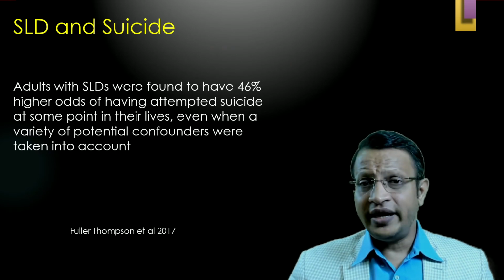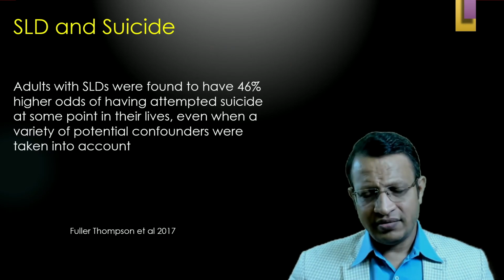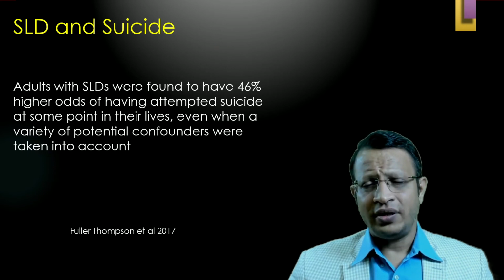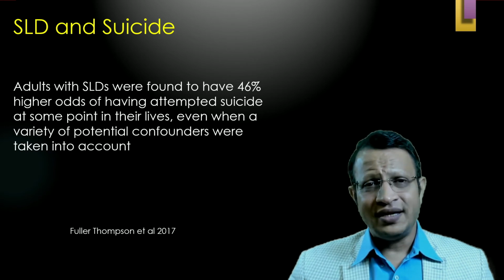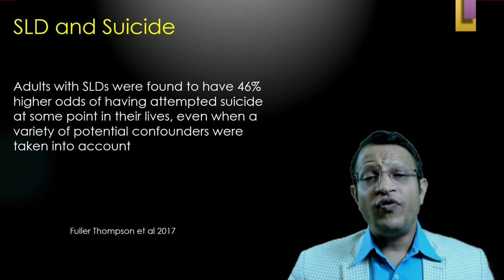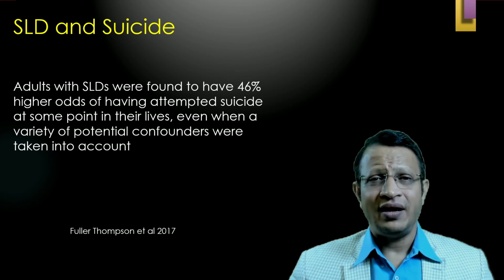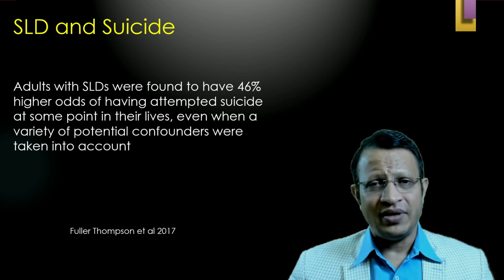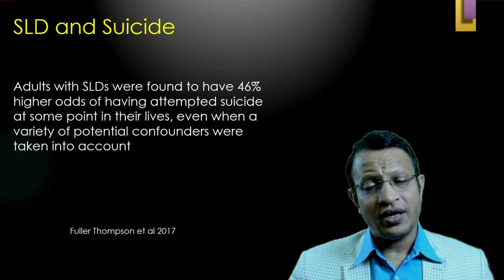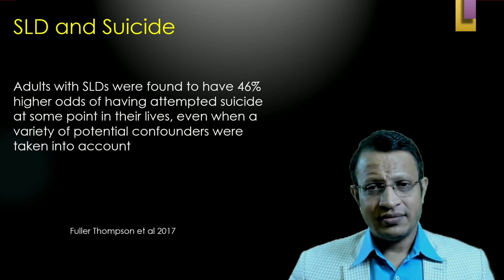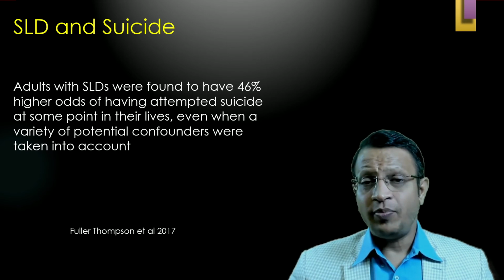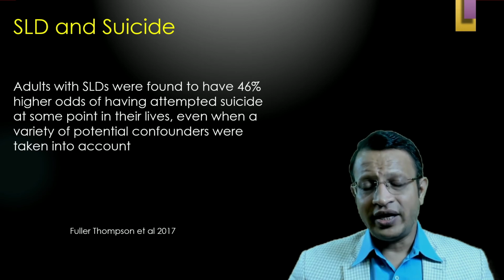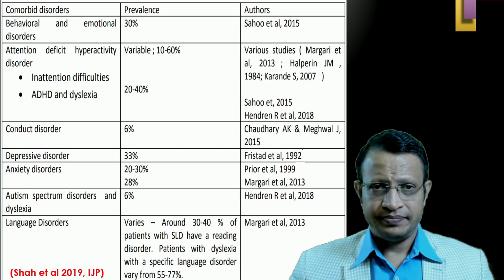Let's look into SLD and suicide, which has been rarely studied. One of the studies done by Fuller in 2017 clearly pointed out that adults with SLD were found to have 46% higher odds of having attempted suicide at some point of time in their lives, even when a variety of potential confounding factors were controlled. That means an adult with SLD, there is a high possibility they are going to attempt, and death by suicide is common.